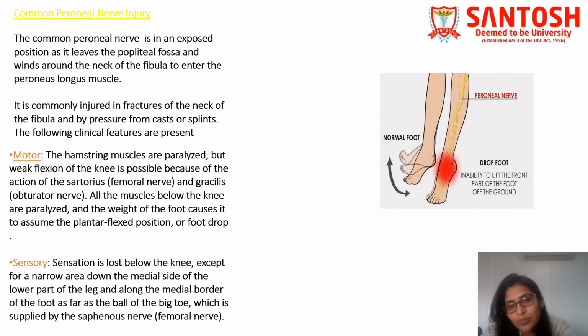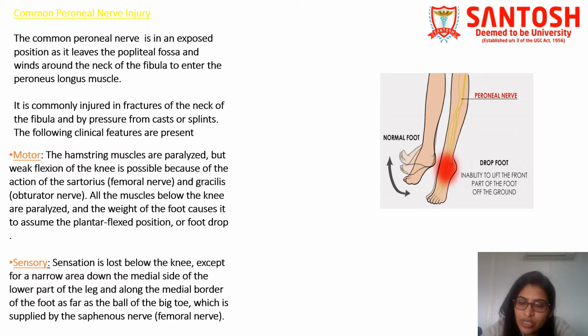Now if the peroneal nerve is injured, what will be the clinical features? The hamstring muscles are paralyzed, but there will be weak flexion of the knee because of the action of sartorius and gracilis, which are supplied by the femoral nerve and obturator nerve respectively. Now all the muscles below the knee will be paralyzed, and the weight of the foot causes it to assume the plantar flexed position, known as foot drop. So foot drop can be asked as a short note also.